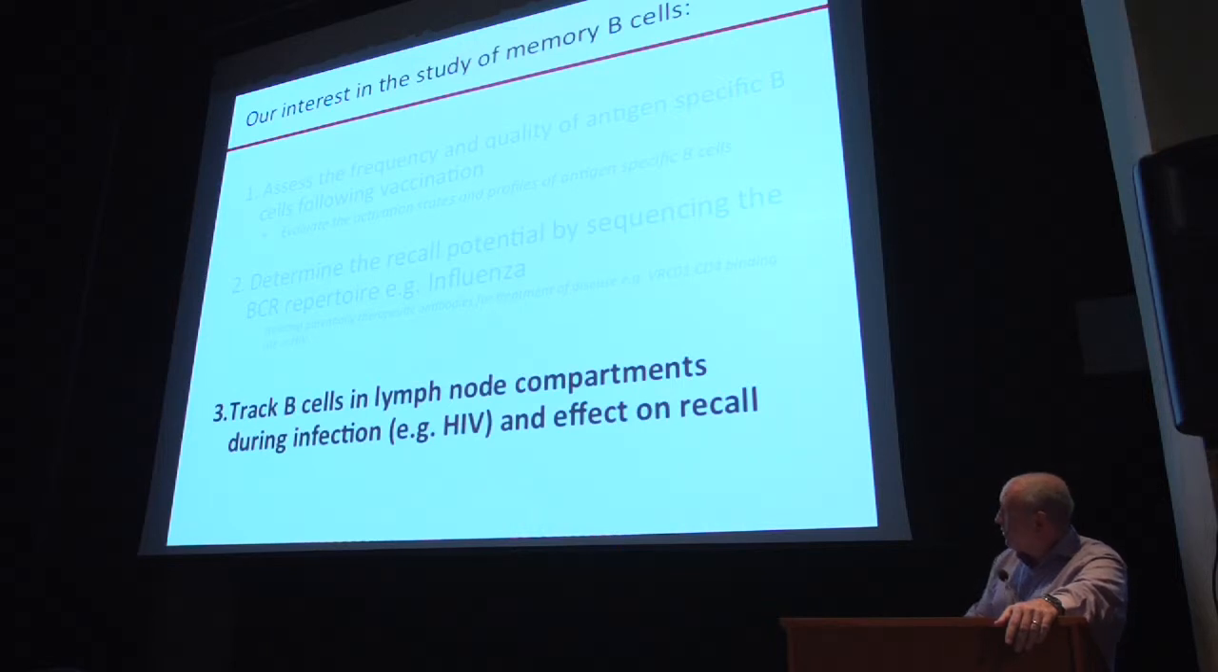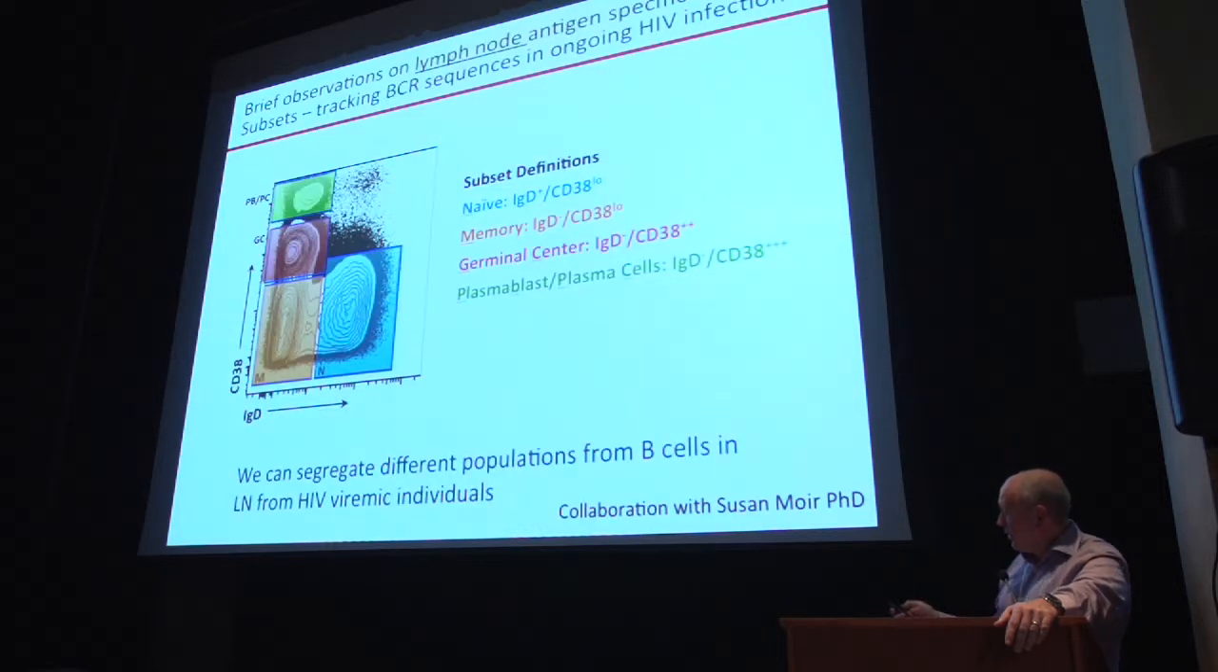So the final part of the talk is how we're tracking cells in the lymph node during infection. And we're doing this in collaboration with Susan Moore, who's over in Tony Fauci's group. So by using CD38 and IgD, we can actually recognize 4 different subsets from the lymph node. We can recognize naive cells, which are IgD positive. We can recognize memory B cells, which are IgD negative and CD38 low. We can recognize germinal center B cells, which are CD38 high and IgD negative, and plasma cells, which are very high for CD38. And we can segregate out these different populations.